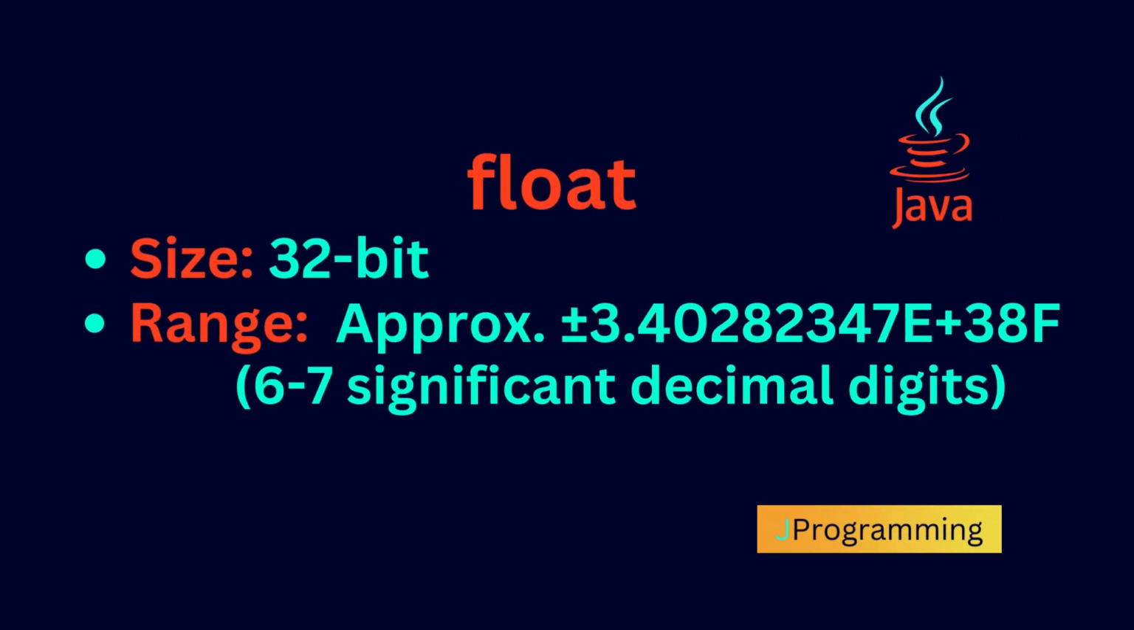Now, let's talk about floating point numbers. The float type is a 32-bit IEEE 754 floating point. It can represent fractional numbers. Don't forget the F at the end of the number to specify it's a float.